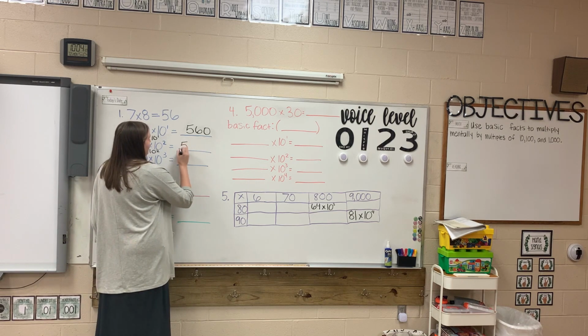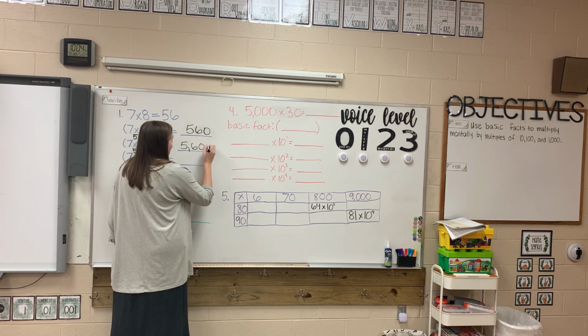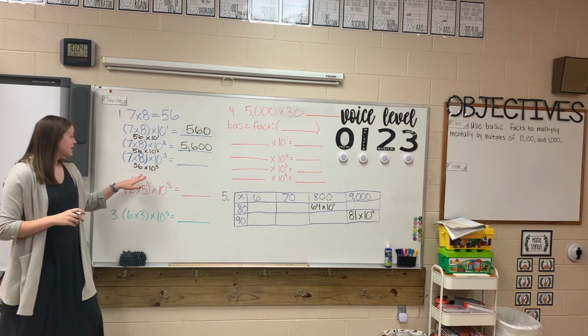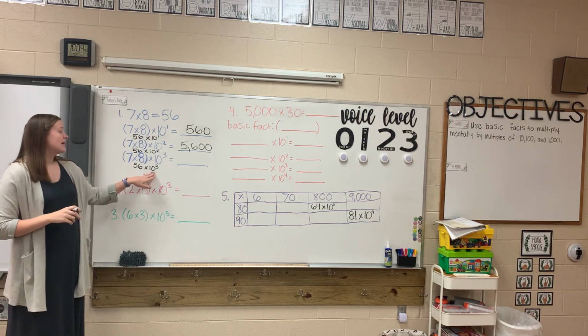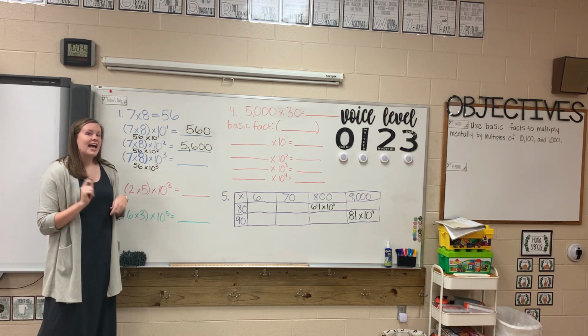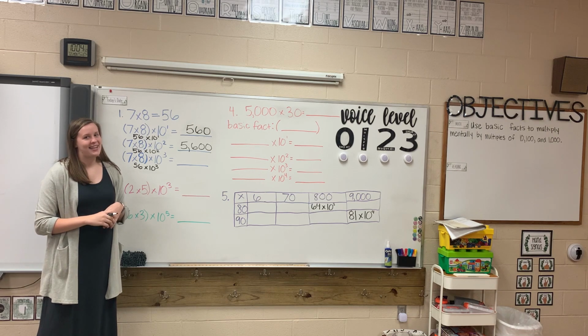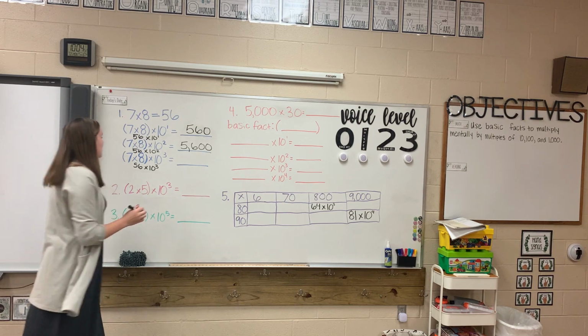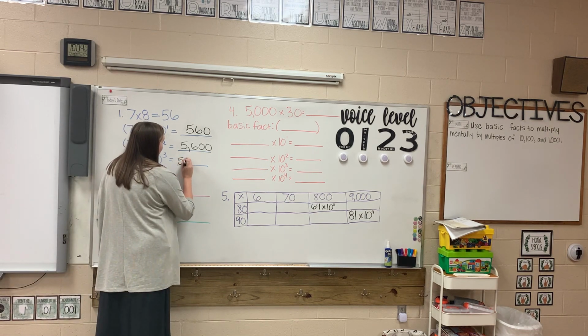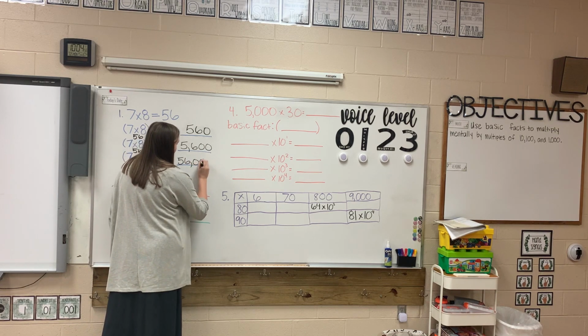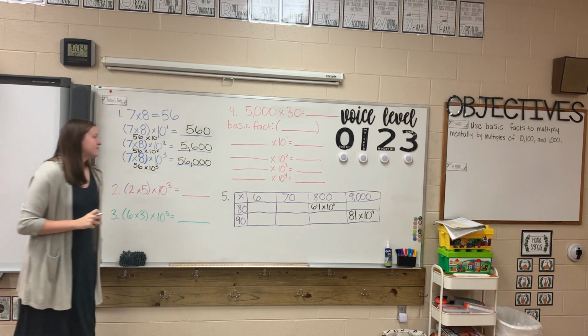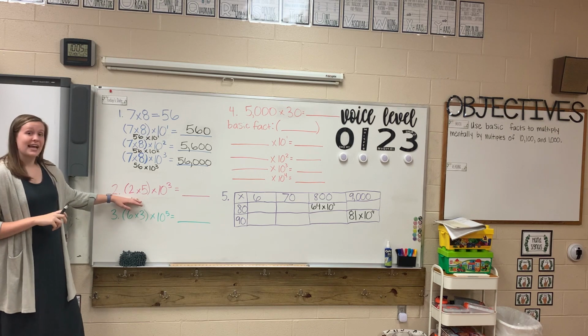So we get 5,600. So when we multiply 56 by the third power of 10, how many zeros do you think we're going to add? Great job. 3. So we get 56,000. Let's move on to our next problem.